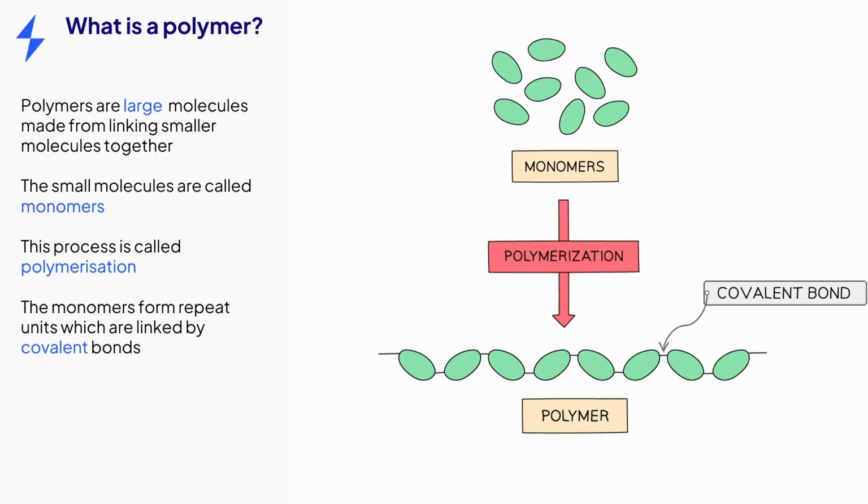The term poly means many or several, so it's really important that if you're asked to describe what polymerization means, you say that many monomers join together instead of just monomers join together.